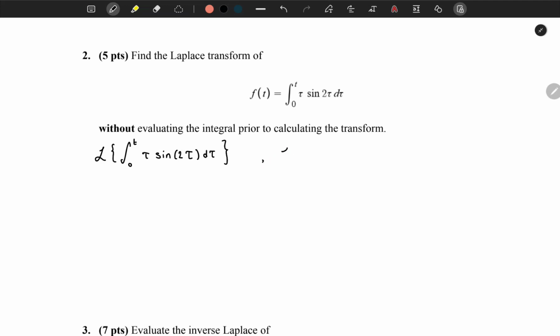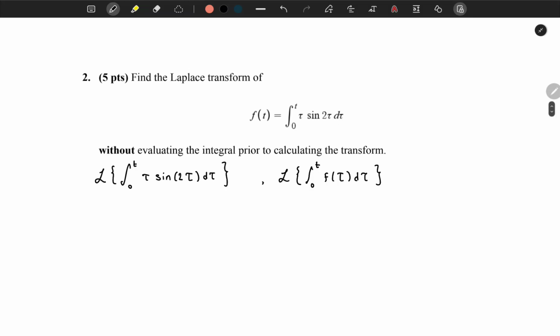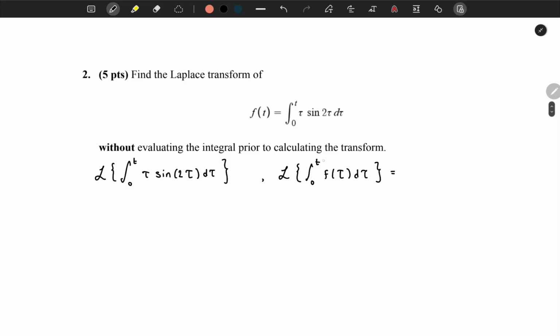Now, there is a theorem, and this theorem essentially tells us that if we take the Laplace of the integral from 0 to t of f of tau d tau, this theorem tells us that the Laplace of this is going to be equal to 1 over s times F of s.